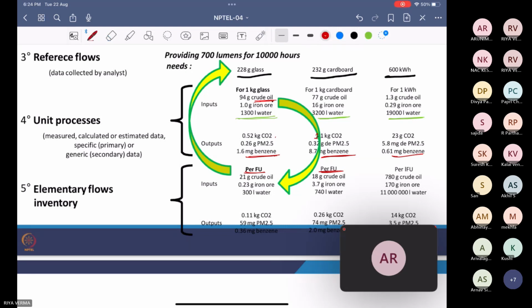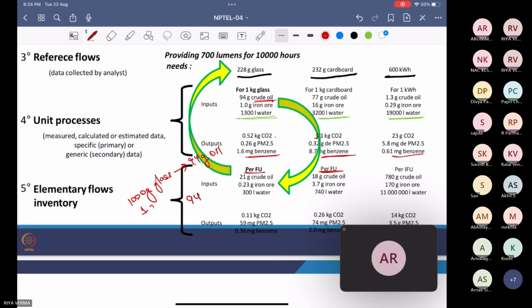Yeah, it will be reverse, like 94 divided by 1000, and this should be multiplied by 228. For 1000 gram of glass, we had 94 gram of oil.